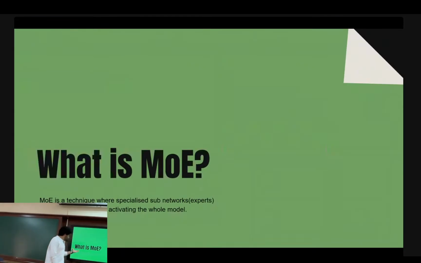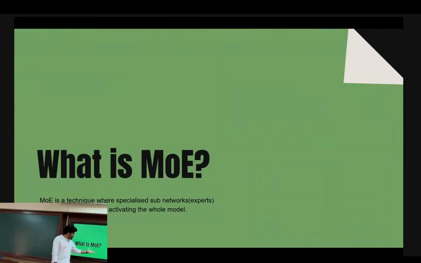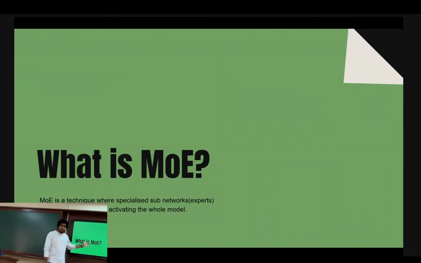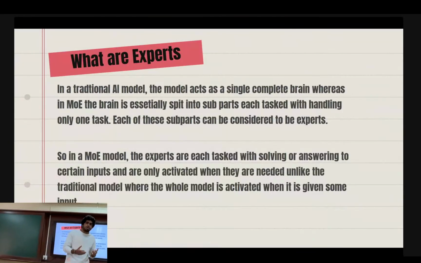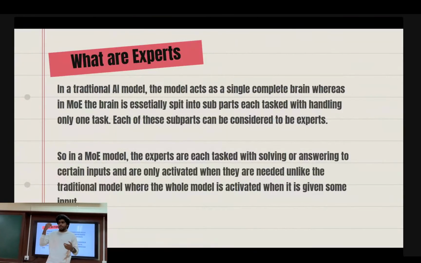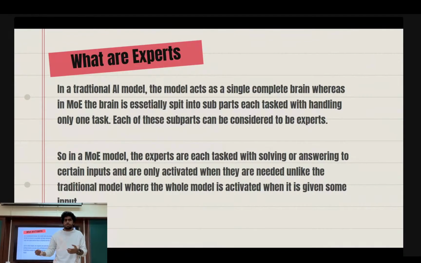Mixture of experts is a technique where specialized sub-networks, experts, are activated instead of activating the whole model. Slightly technical, but let's break it down. Let's start with these sub-networks or experts. So, what are experts? Think about it like this. If I give you a task, you're going to run it through your entire head, right? And you're going to give the output. That's what the machine does. In GPT, when you give it an input, it runs it through its entire model and gives you an output.